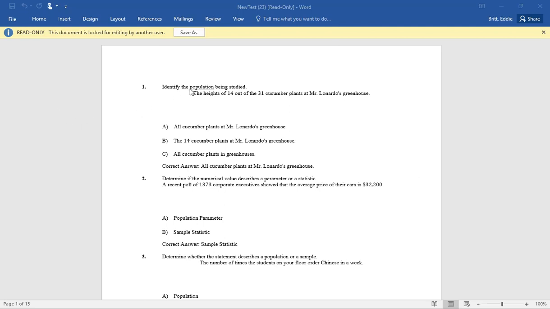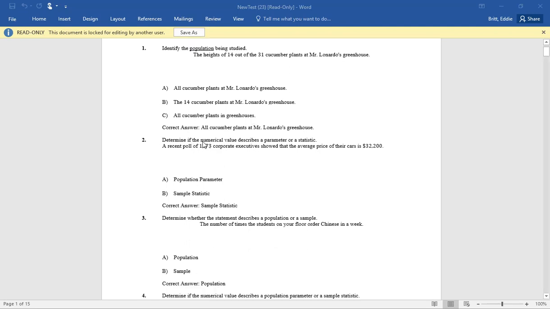So number one, identify the population being studied. And the scenario that's given is the heights of 14 of the 31 cucumber plants at Mr. Leonardo's greenhouse. And we want to know what the population would be. So the population is every person, everything that's being studied. So that will be all of the cucumber plants at his greenhouse. And you can see it says all cucumber plants at greenhouse C.